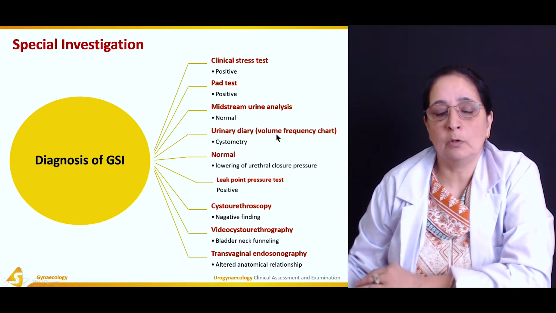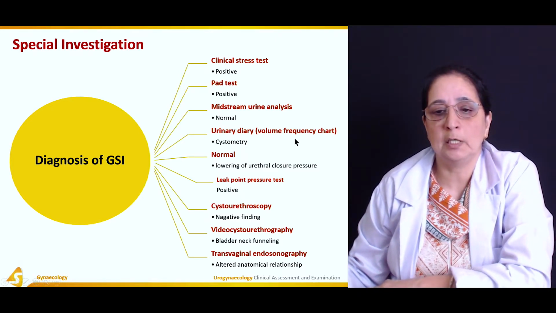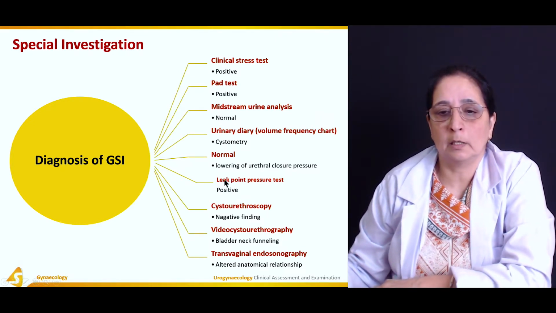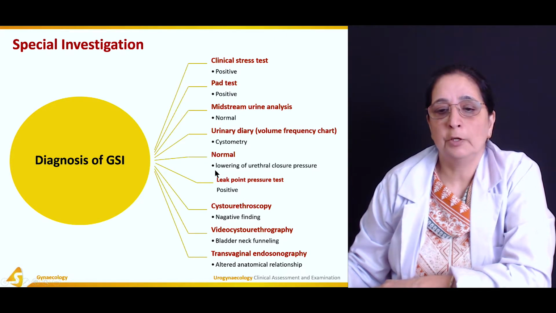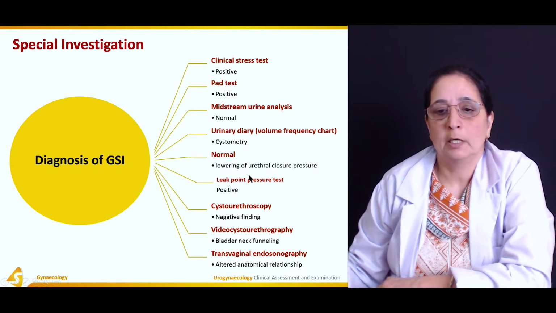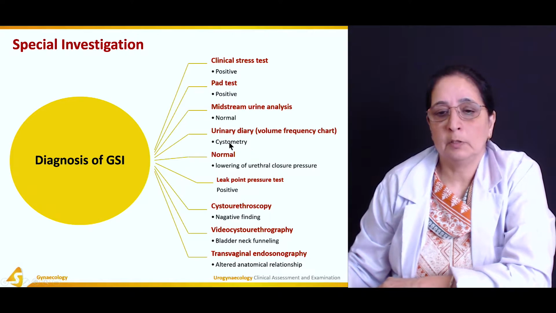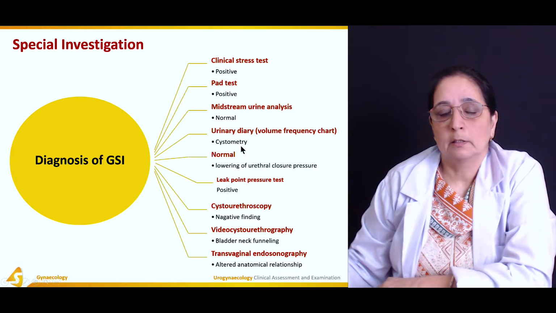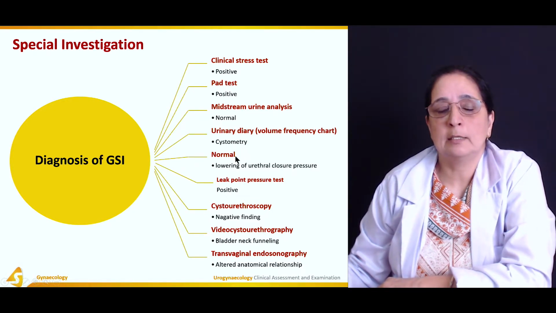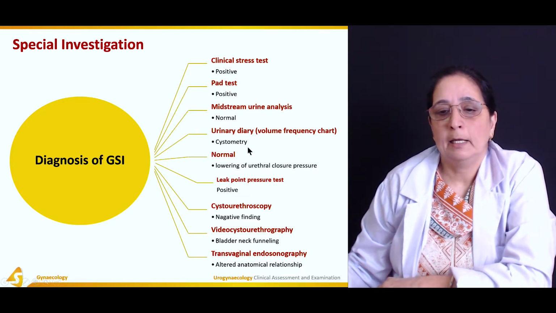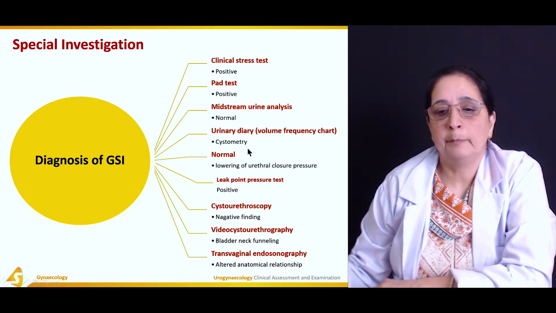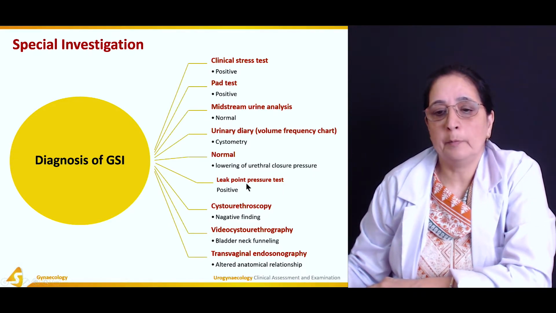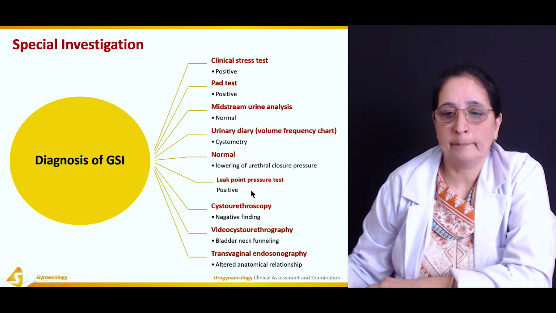Cystometry also shows a lowering of the urethral closure pressure. So this is normal here. Pressure is measured in the cystometry, and usually the urethral closure pressure is lower. Leak point pressure test is positive.